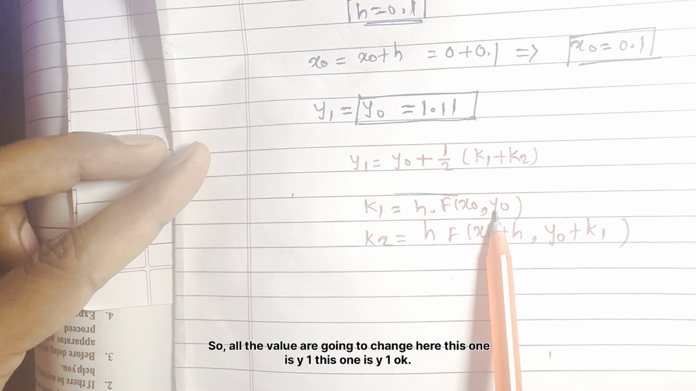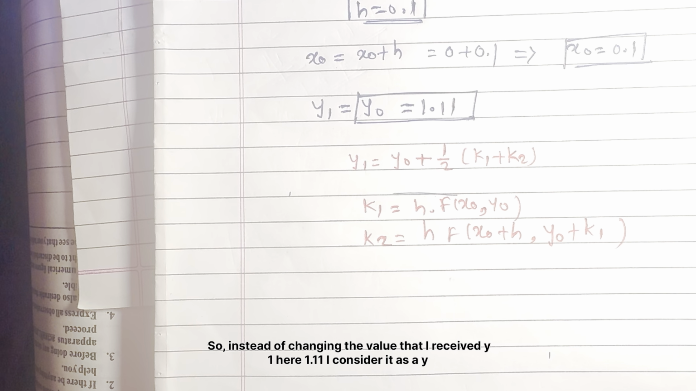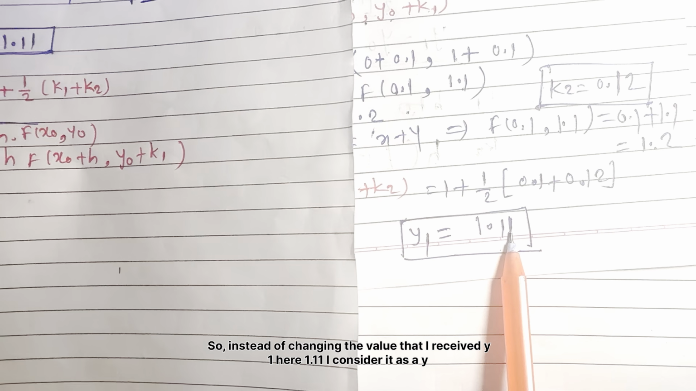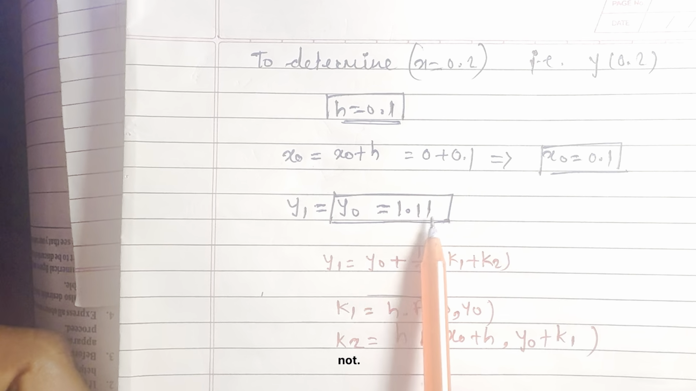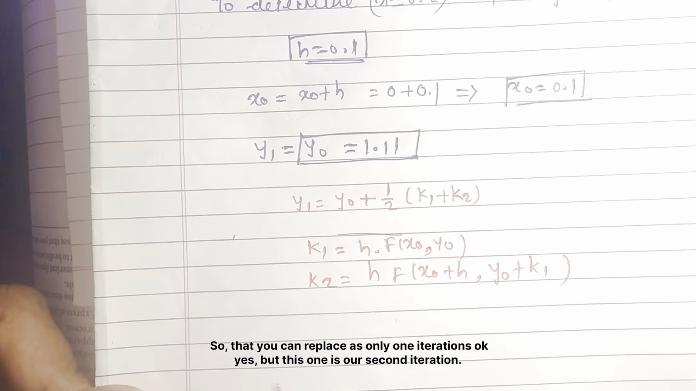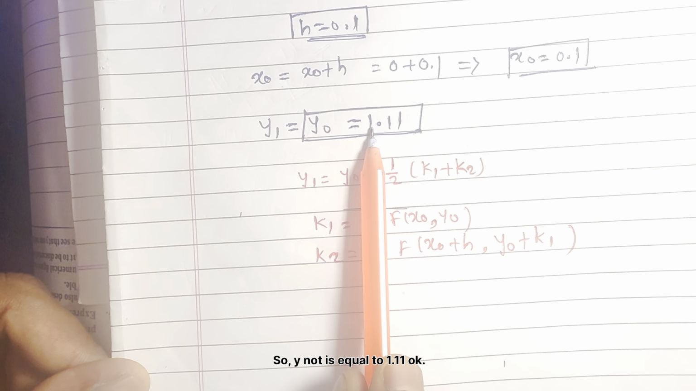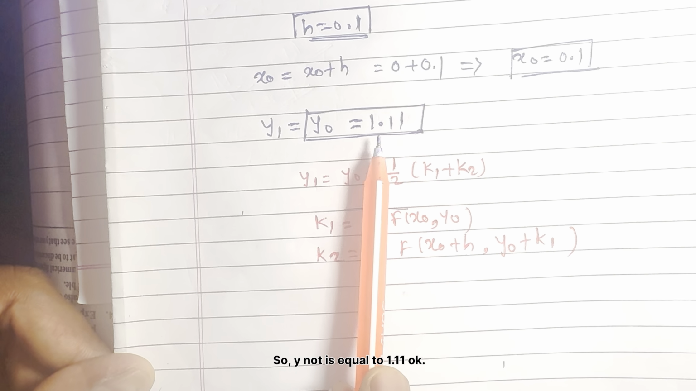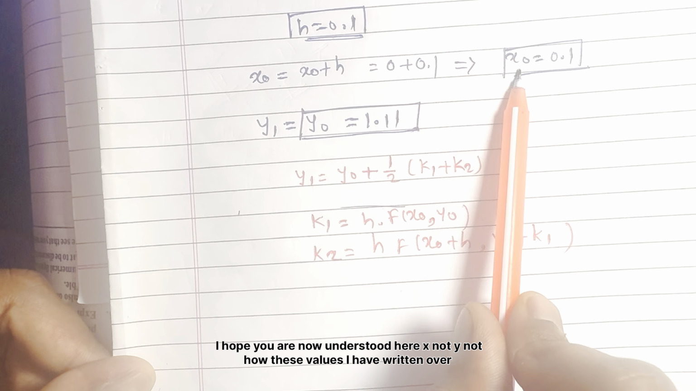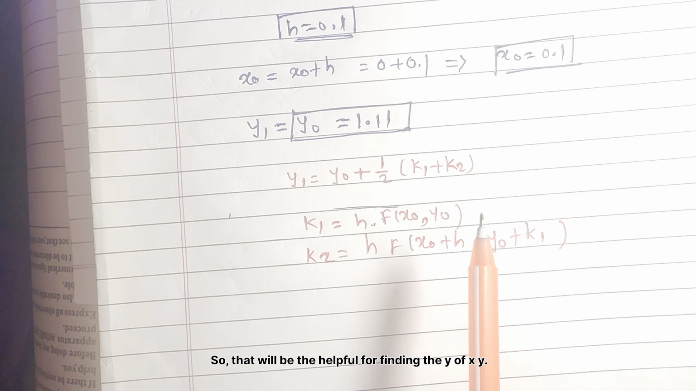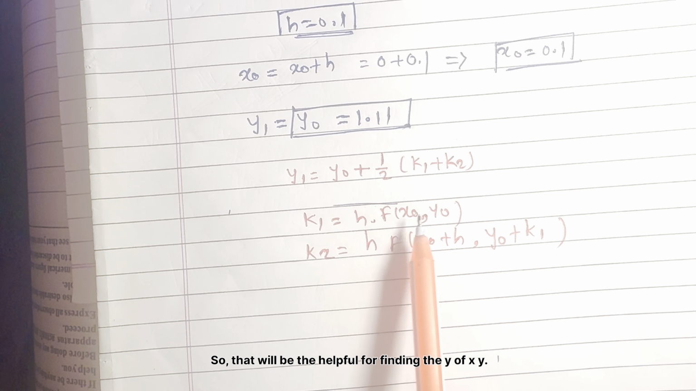This one is y1, this one is y1. So instead of changing the values, the y1 that I received here, 1.11, I consider as y0, so that you can replace it in only one iteration. But this is our second iteration, so y0 is equal to 1.11. I hope you all have understood how I have written these values h, x0, y0 over here. That will be helpful for finding f of x, y.